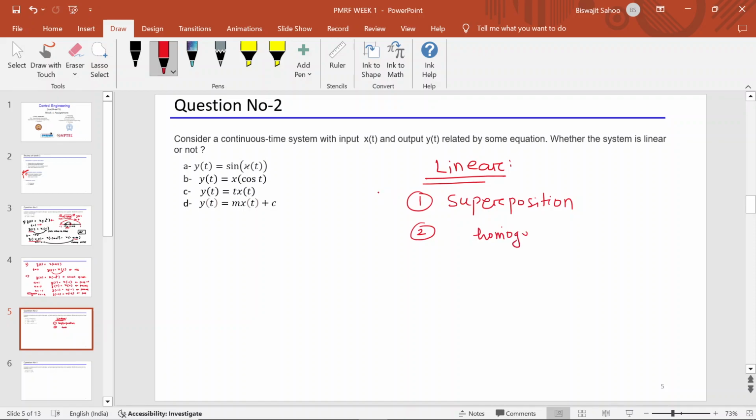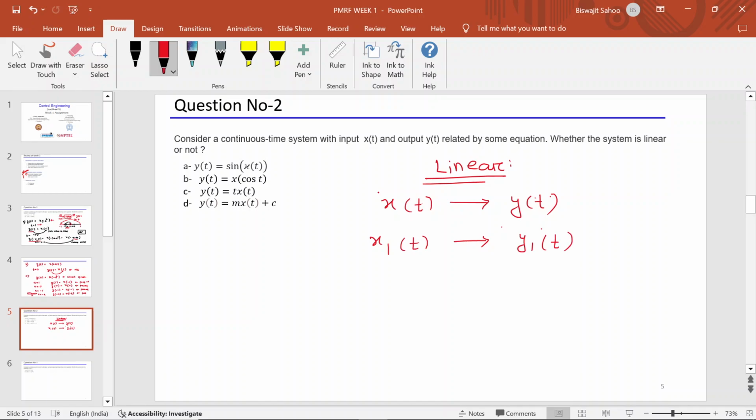What are these? That has already been described in the lecture. Based on that, I'm giving a glimpse of a hint of what superposition and additivity are. Suppose a system has input x of t, and it gives its output response y of t. Then what is the superposition theorem? Take one input, x1 of t. For x1 of t you get an output, let's say y1 of t.